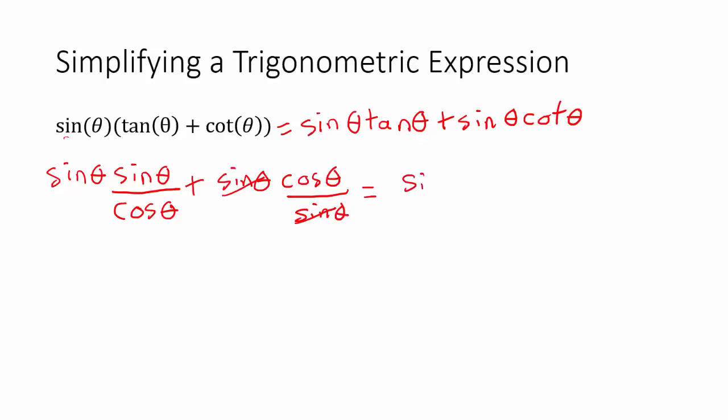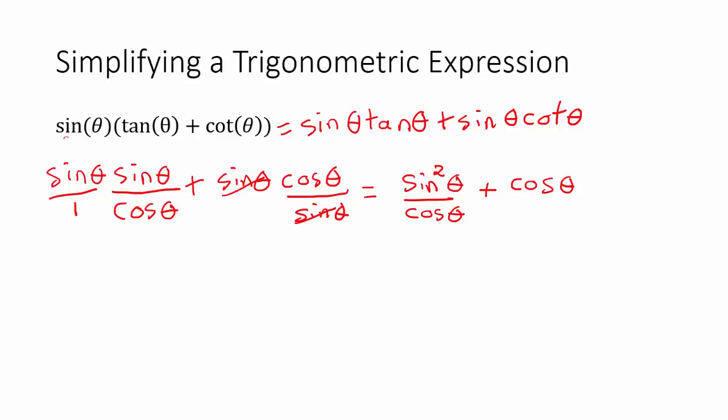So I wind up with the sine squared theta over the cosine of theta by just sort of thinking of this as the sine of theta over 1, multiplying my two fractions together here. Then over here, this sine of theta cancels out with the sine of theta in the denominator here. So I wind up with just a cosine of theta.